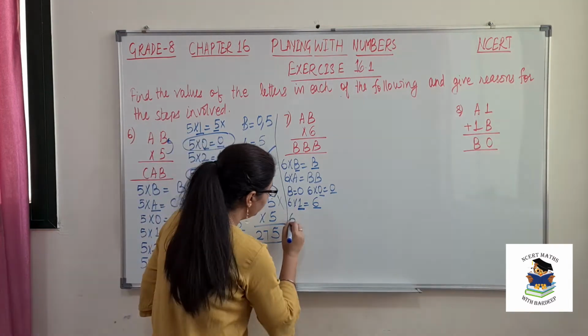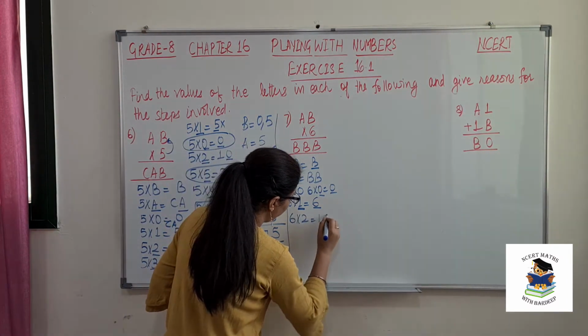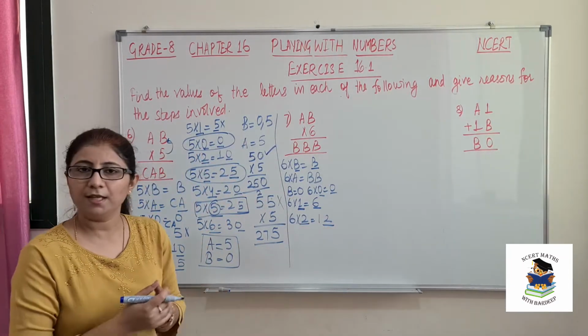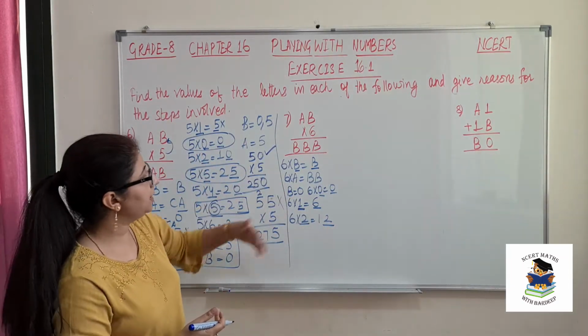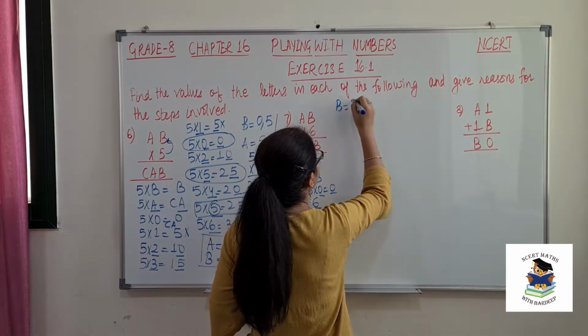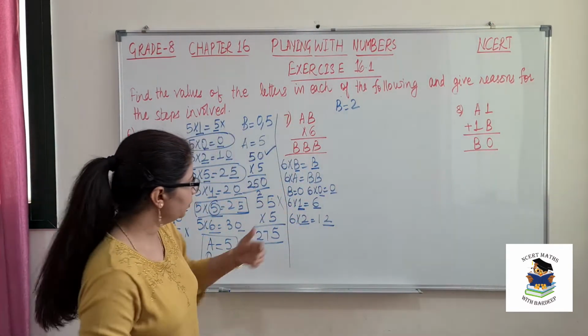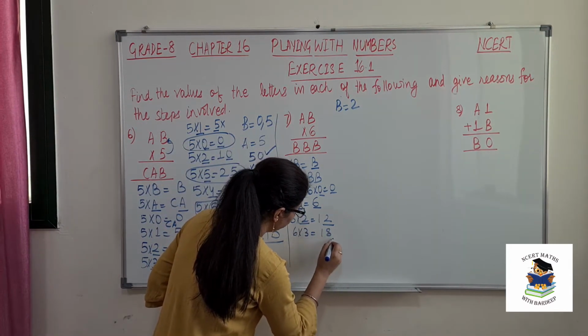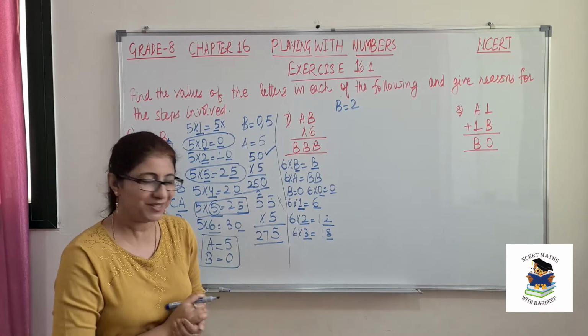Okay. Let's move on to the next one. 6 into 2 is 12. So this and this is same. Okay, so that means B can have 2. So let's write it here. So B can be 2. Now let's move on to the next one. So this is 6 into 3 as 18. So 3 and 8 are not same.